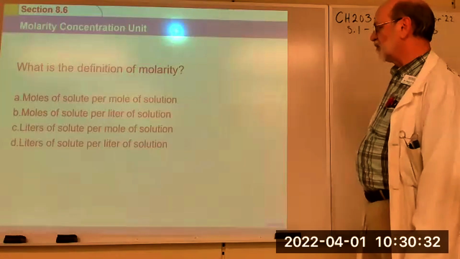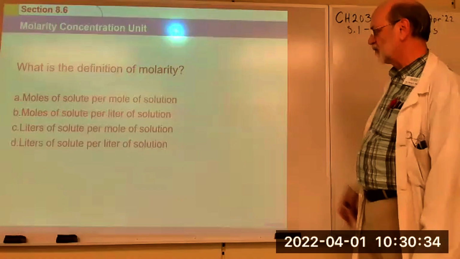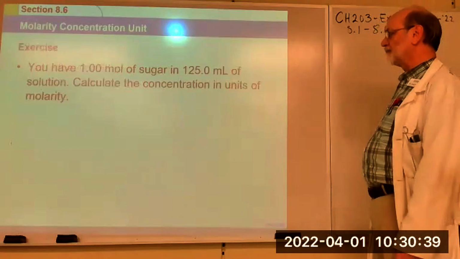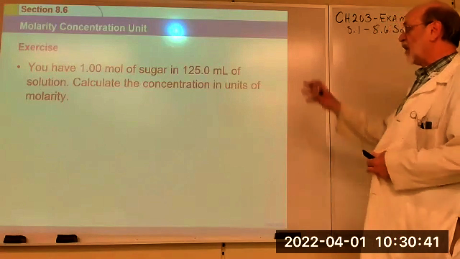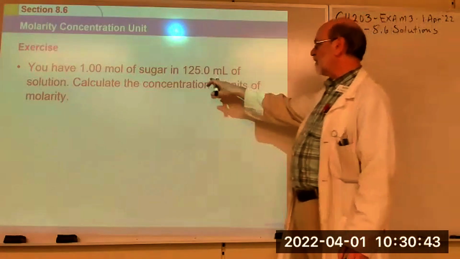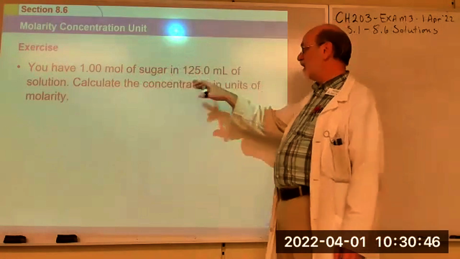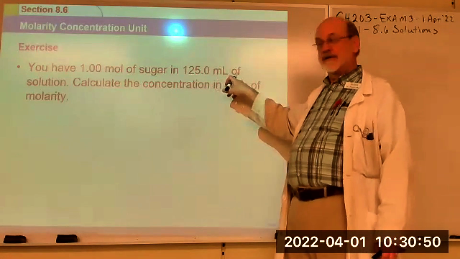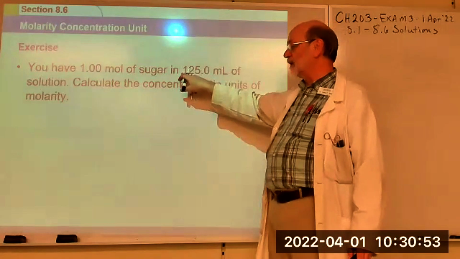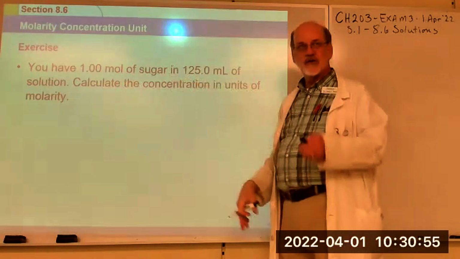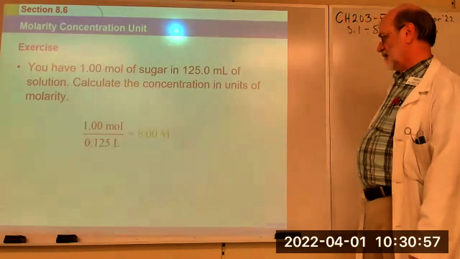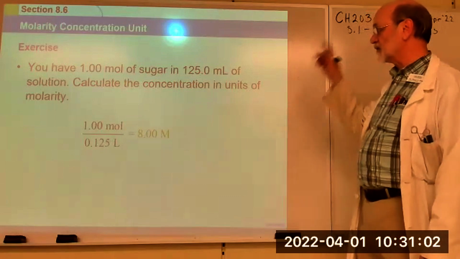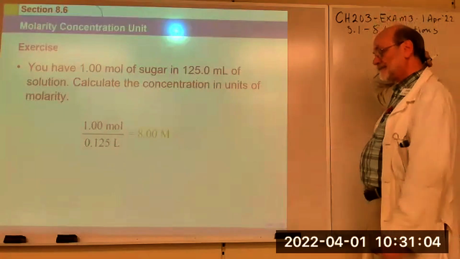Okay, definition of molarity: moles of solute, excuse me, per liter of solution. So if we have 1 mole of sugar in 125 milliliters of solution, we can calculate the concentration. This needs to be liters, right? So move the decimal 1, 2, 3. 0.125 divided into 1. And that's 8 molar for this sucrose solution.